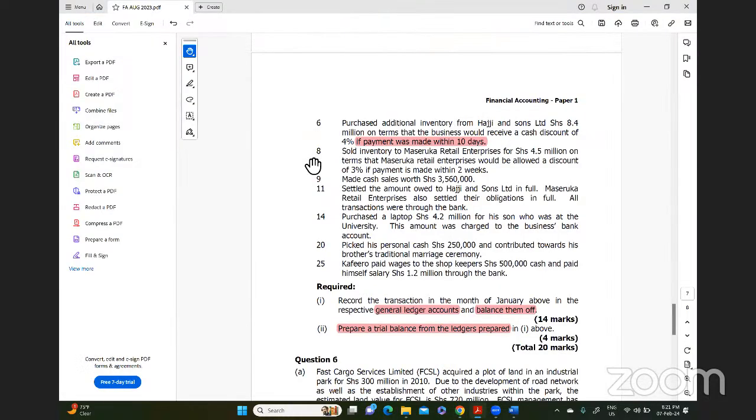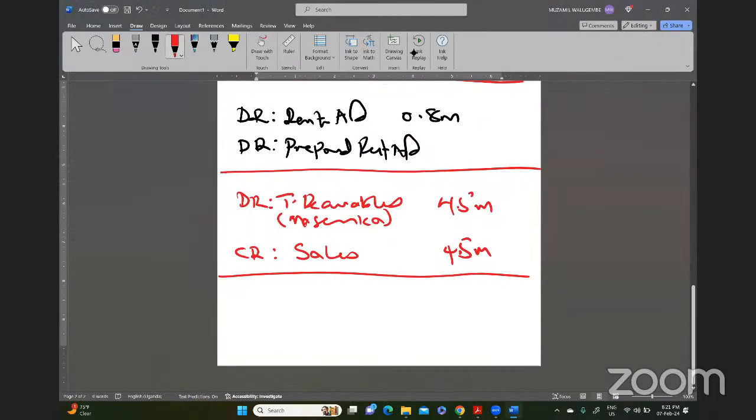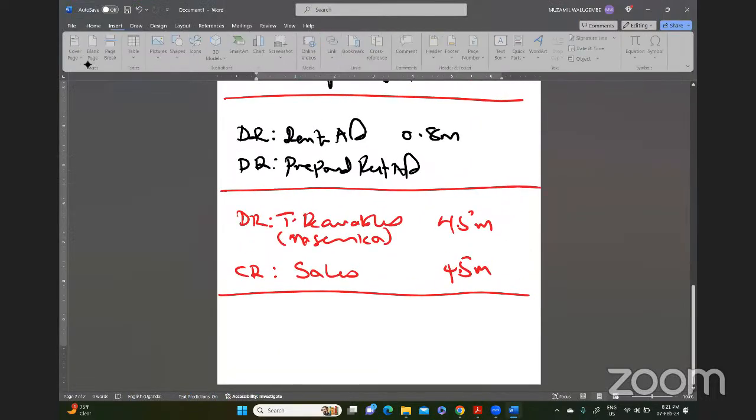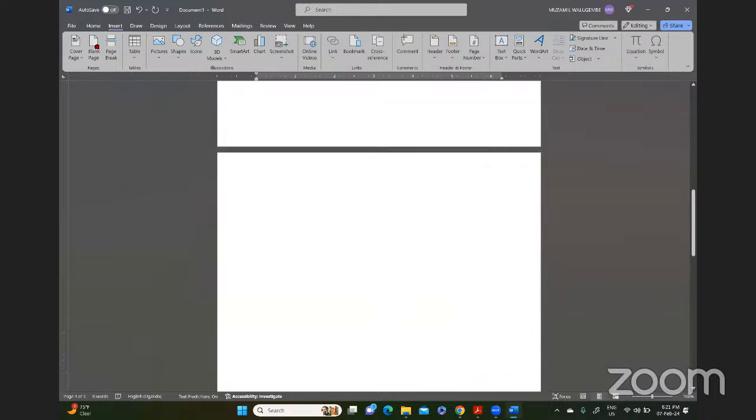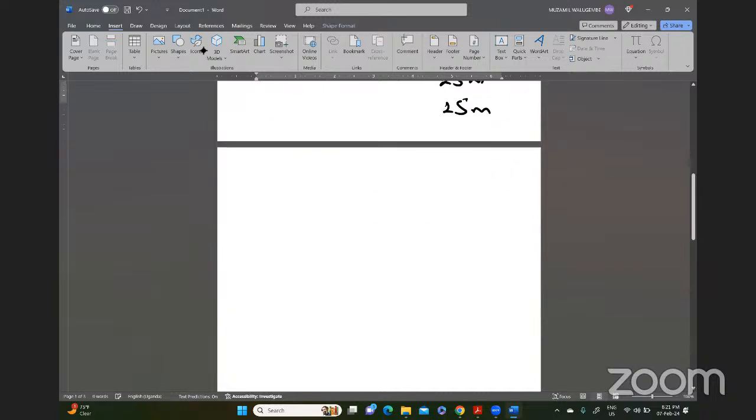9th, made cash sales worth 3.56. So what is the double entry there? We are going to engage some bit of speed because of time. We credit sales and we debit cash. So we are going to debit cash because we are getting cash from the cash sale, and we are crediting the sales.